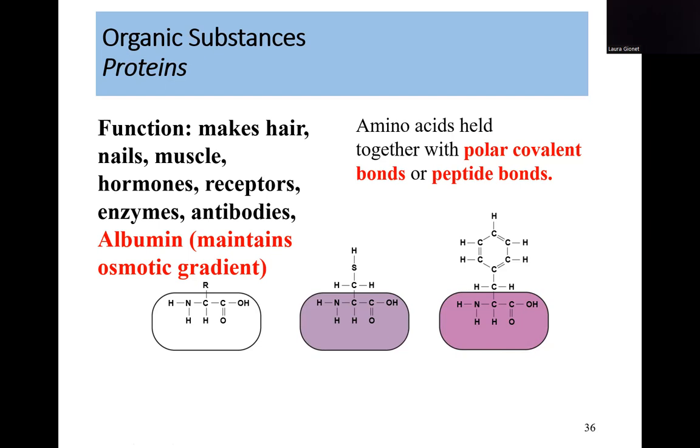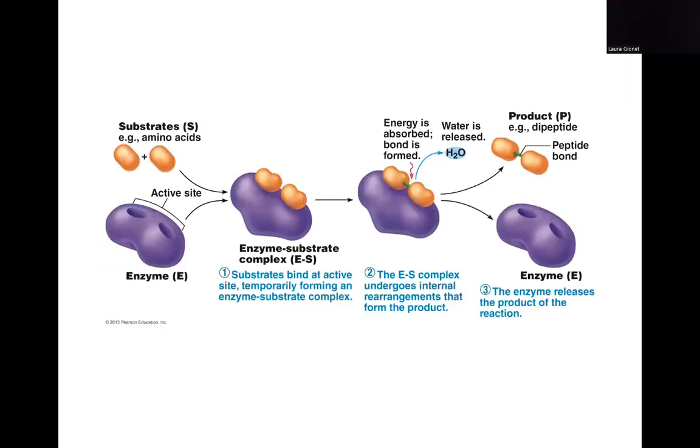Amino acids are held together with polar covalent bonds, which is a type of peptide bond. So the amino acids have positive and negative charges associated with them. And as you string them all together, you start to have a whole series, maybe 100, 150 amino acids in sequence that have positive and negative ends to them. That is your primary structure. And I'll show you that in just a second.